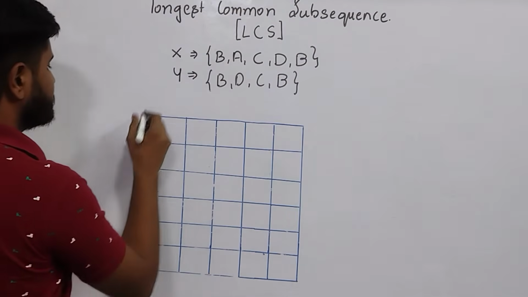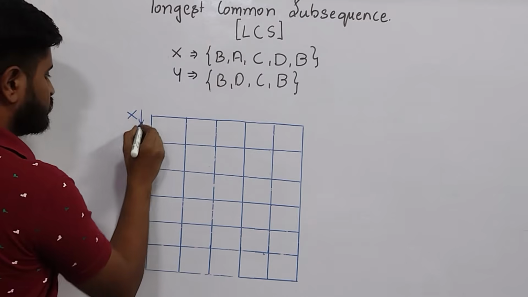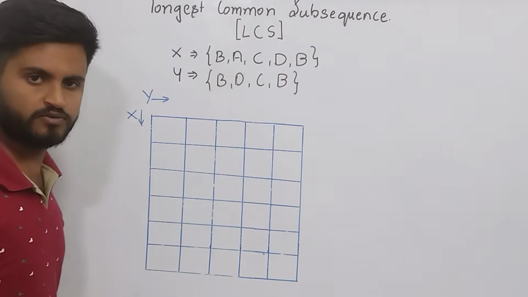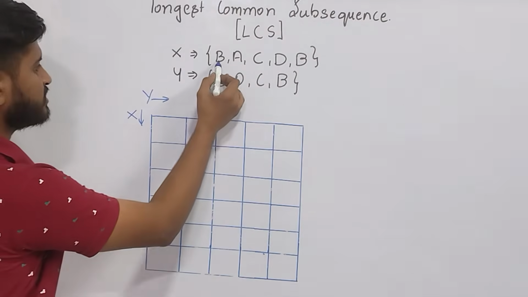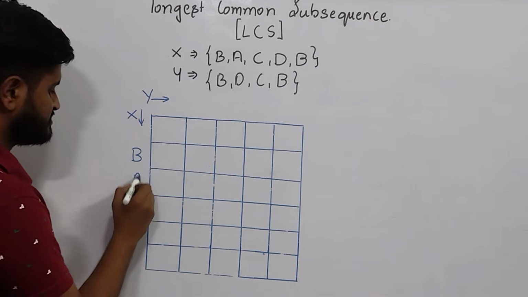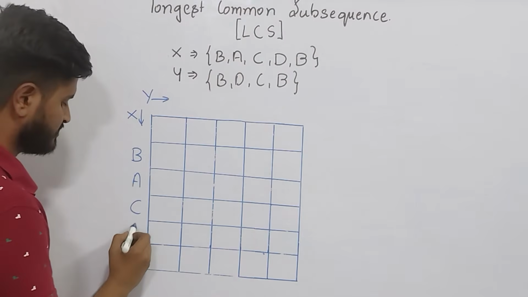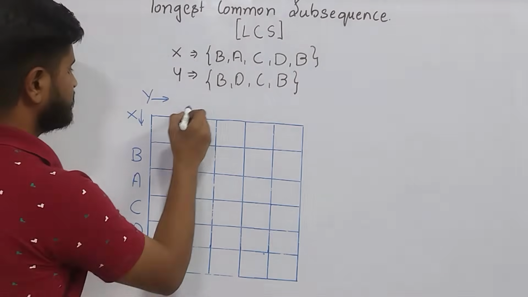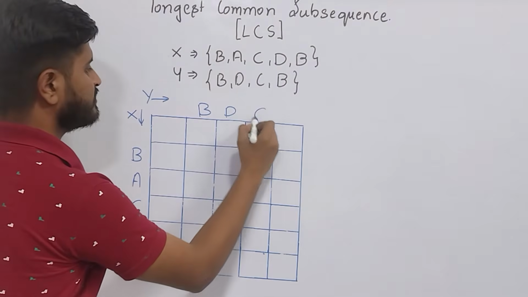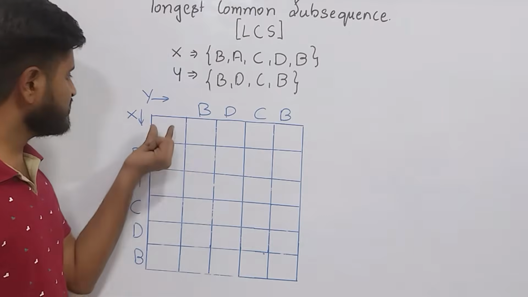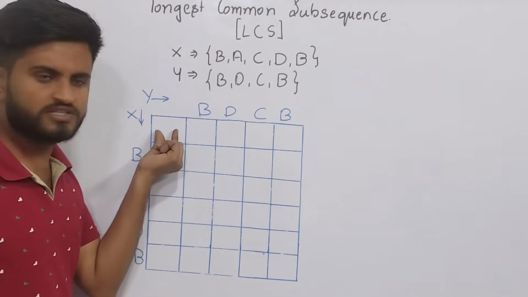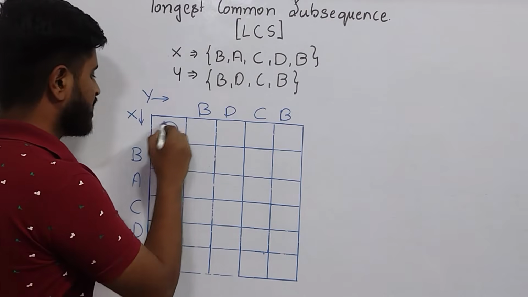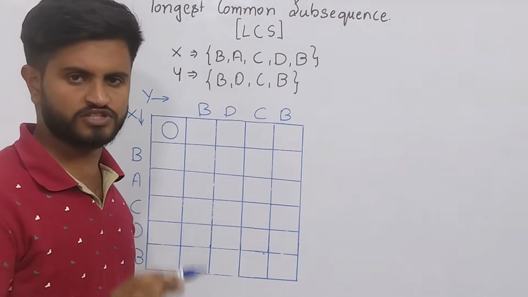x is the bigger because it has more values, so I will write it downwards, and y has fewer values, so I will write it rightwards. The first one is b, next is a, next c, d and capital letter B. Now the y string: b, d, c, b. But there is an extra box, the combination of column and row. So here we should write the hypothetical condition, that is 0.